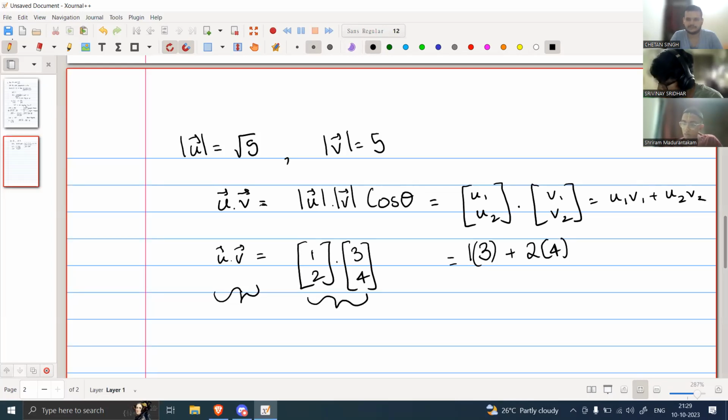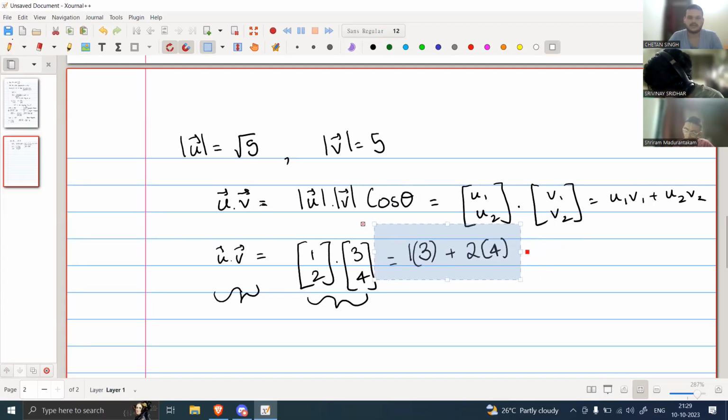Okay. So that is the dot product of those two vectors. If you have theta, the angle between the two vectors, then you can proceed with the other method. But if you don't, then you can directly do this as well.